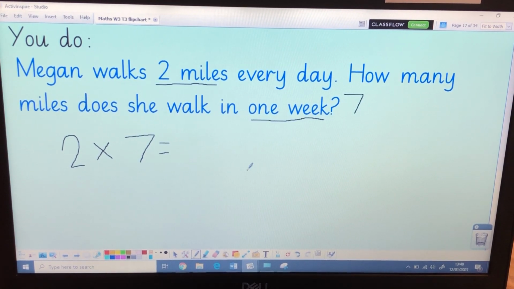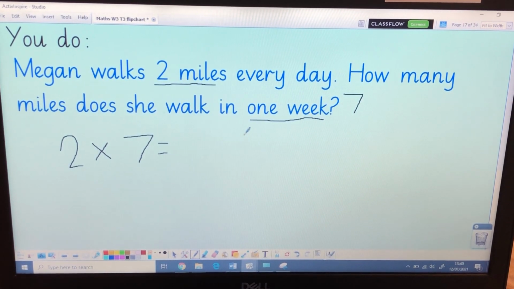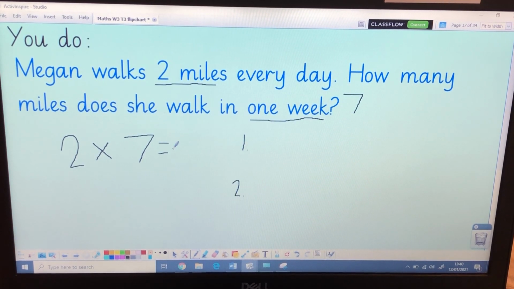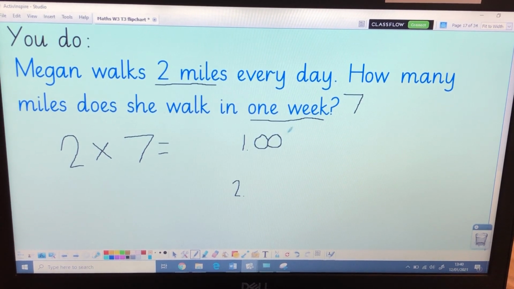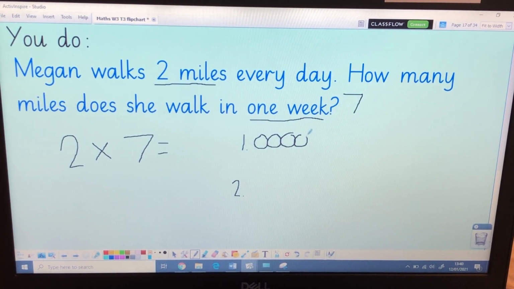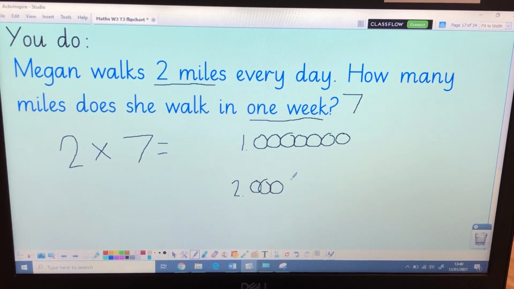And should we draw our array to help us work it out? Let's see if you did it this way. Now I've got 2 groups, so here are my 2 groups. There's 1 and there's 2. I need 7 in each group, don't I? You should have 7 in each. So there's 2, 3, 4, 5, 6, 7, and again, ready? 1, 2, 3, 4, 5, 6, and 7.